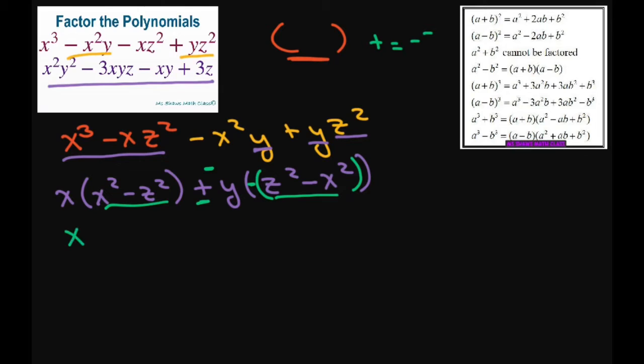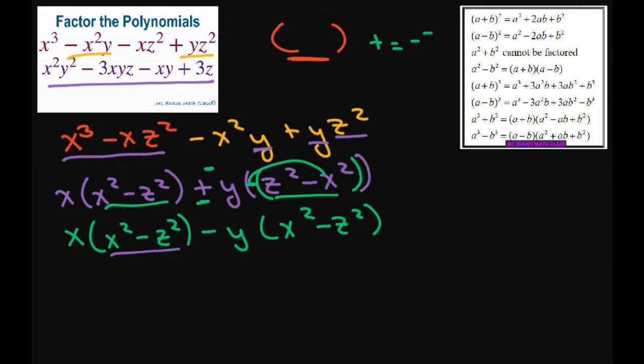So that's going to give me x times x squared minus z squared minus y. And then when you negate this, we'll flip this around. That's going to be positive x squared and then minus z squared. All right. Now, we can factor by grouping. These quantities are the same, which was our goal. So let's write that part first, x squared minus z squared. And then these two go together. So that's going to be x minus y.